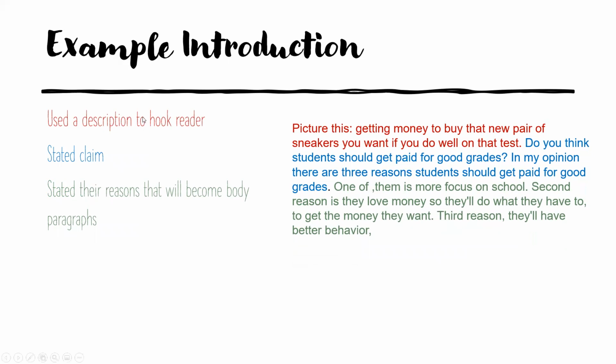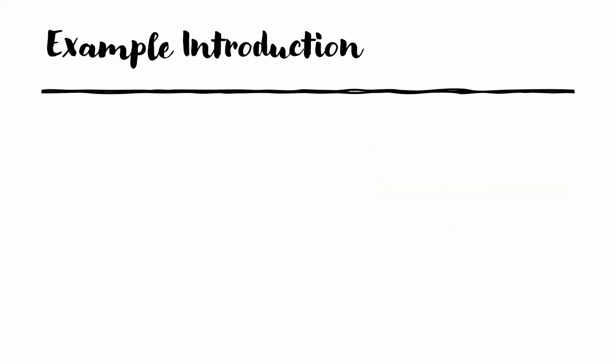So the red here, this is where they used a description to hook their reader. This blue is where they stated their claim. And then the green is where they listed their reasons. They didn't go into them, but they did list them and let you know this is what I'm going to be talking about in my essay. So that's a really great example of an introduction paragraph. Let's look at another one.